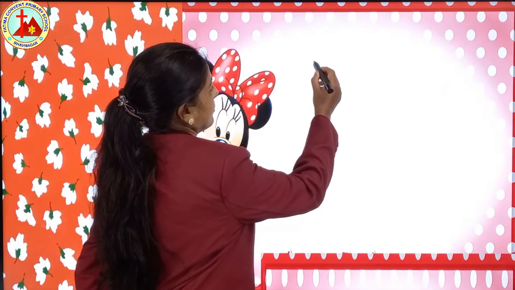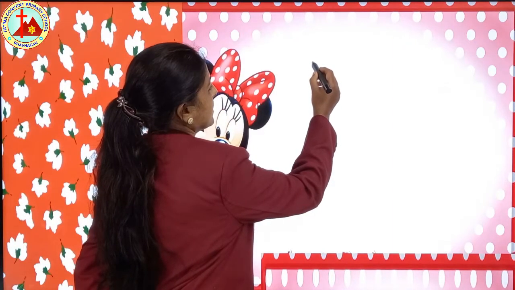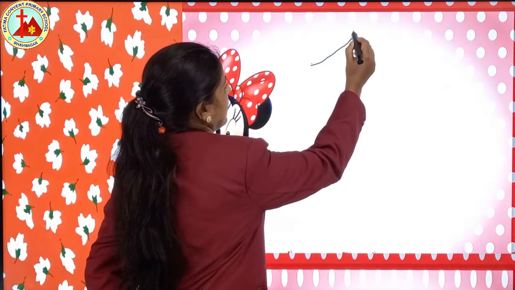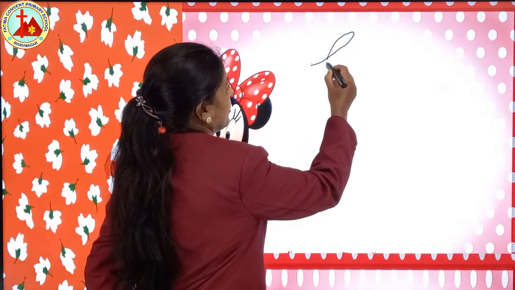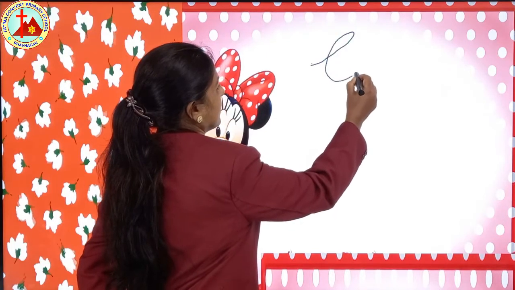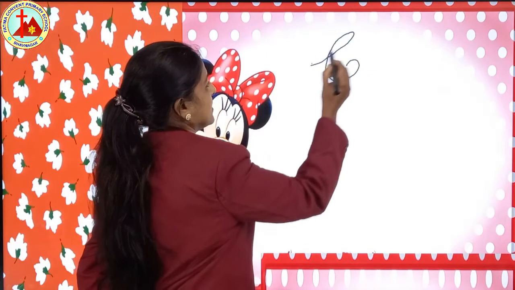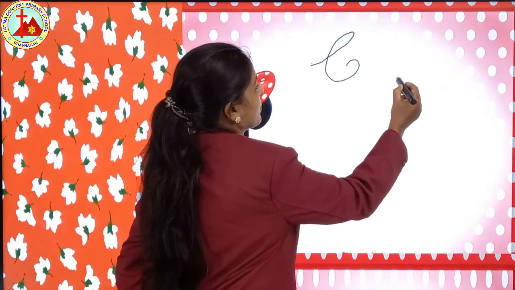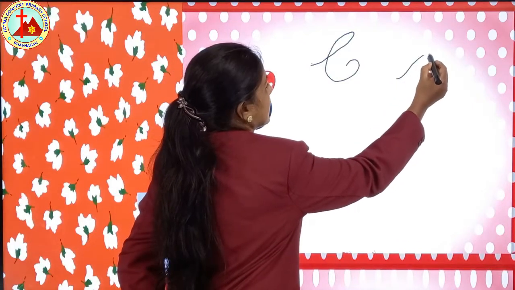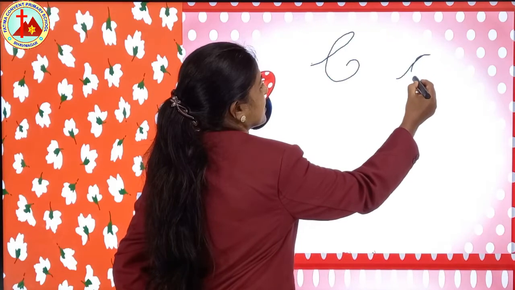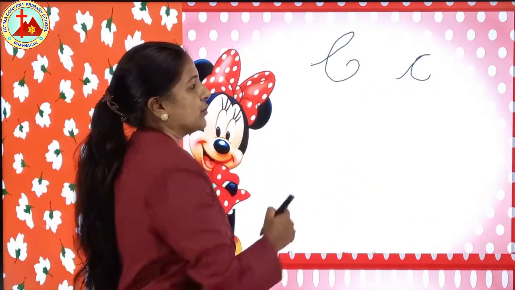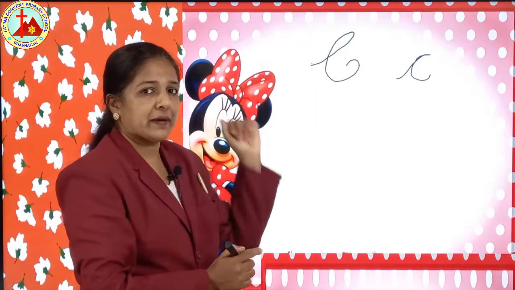Cursive capital C. Starting from here, go up, make a loop, come down, turn inside. Cursive capital C. Children, you have already learnt cursive small c, and this is cursive small c. Today we are going to learn cursive capital C.